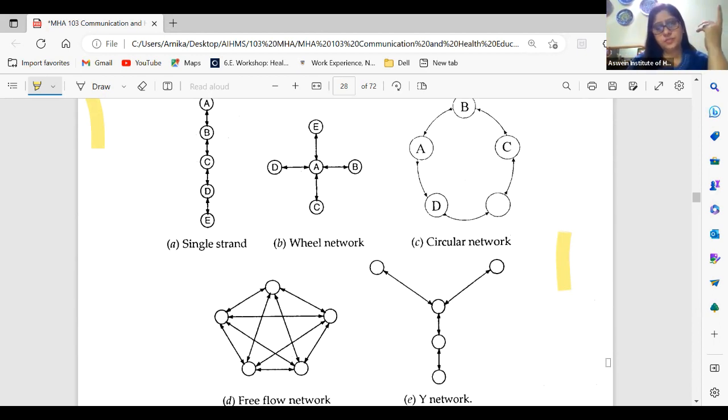A and B are talking to each other. Even though it is two-way, A is communicating to B, and then he is getting feedback also. There is a proper communication process between two people. This is a complete communication.